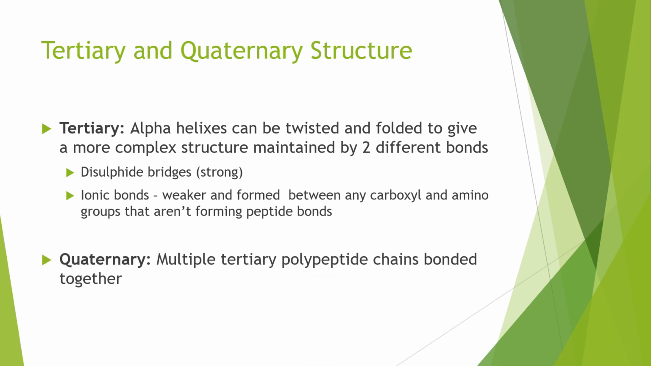The final form that a protein can take is the quaternary structure, where in some proteins multiple tertiary structures come together to form a functional protein. These polypeptide chains interact and are held together by various bonds, including disulfide bridges, ionic bonds, and hydrogen bonds.